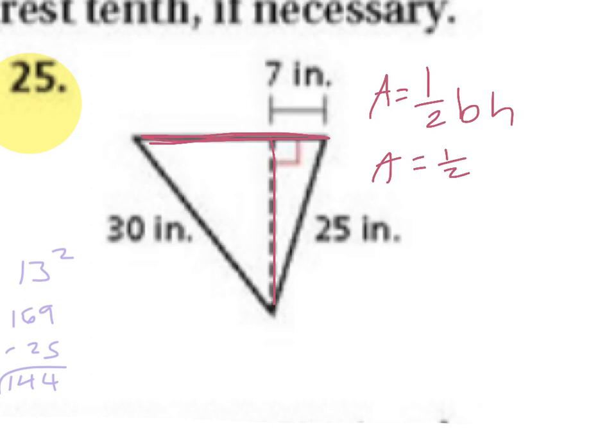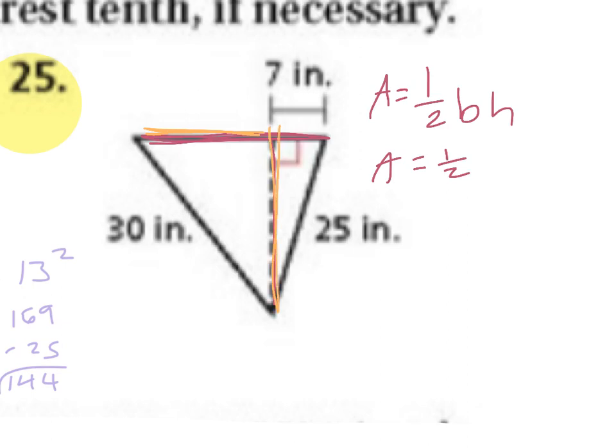The reason why we would not be able to use this 30 as our base is because our height has to be perpendicular to the base. So if this was given to us as our height, then yeah, we could use this 30 as our base, or if this was given to us as our height, then this 25 could be our base. But our height has to be perpendicular to the base, so this length here has to be our base. So we need to find the other half of this base and our height.